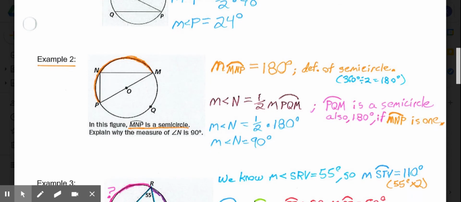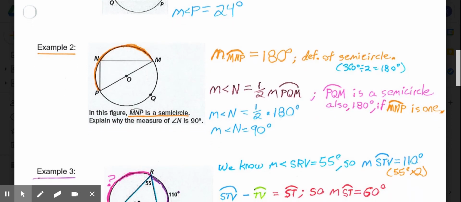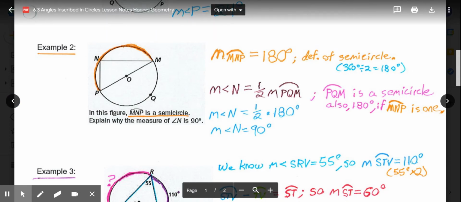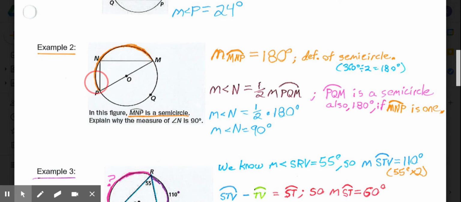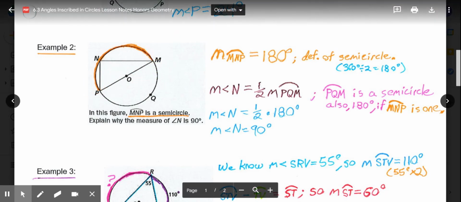Now we can look at it in a different way. Example 2 here. What do we know about circles? Well, we know a whole circle measures 360 degrees. So a semicircle, for example here, from M to N to P, that major arc MNP, would have a measure of 180 degrees, by definition of a semicircle. So we know M to N to P, or P to N to M, that major arc is 180 degrees.